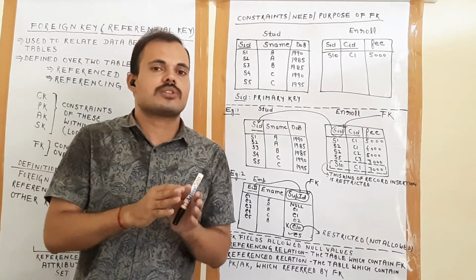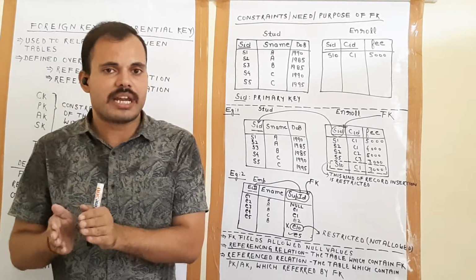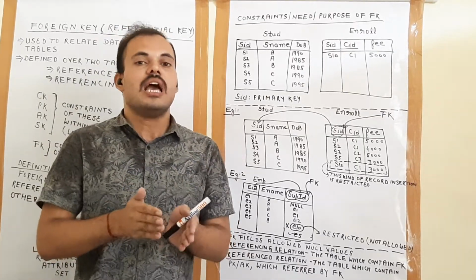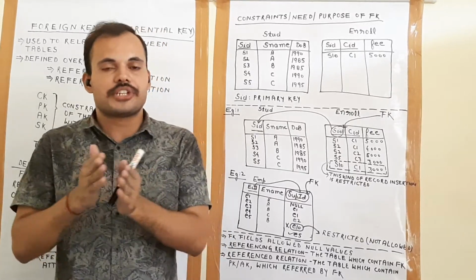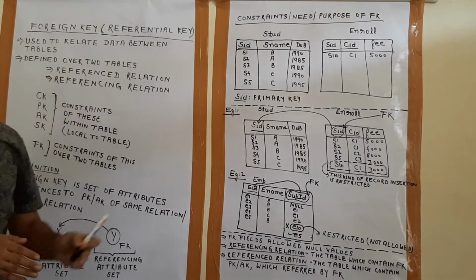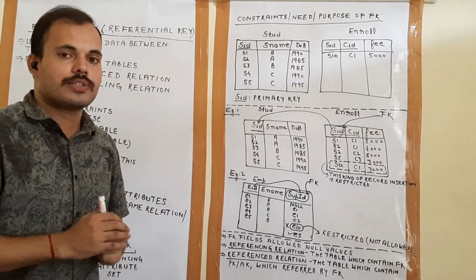Understood? So it is called integrity constraints. Integrity means consistent, correct, accuracy. So foreign key or referential key is an integrity constraint.